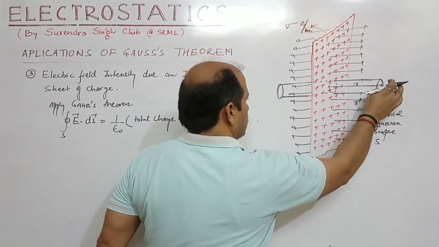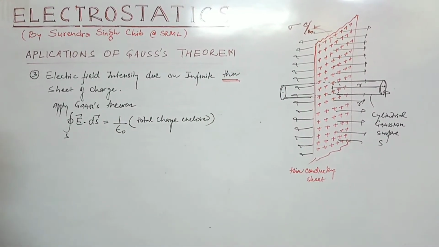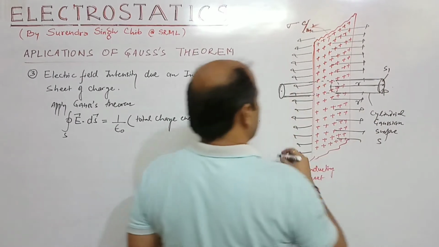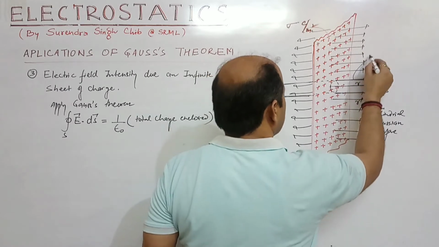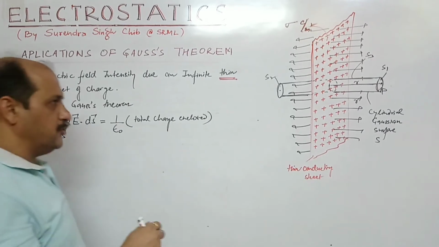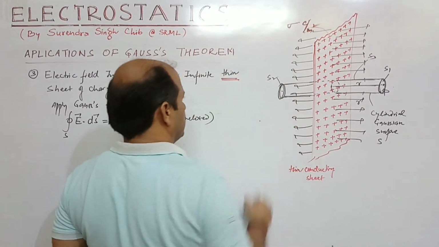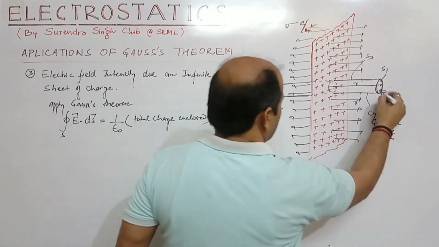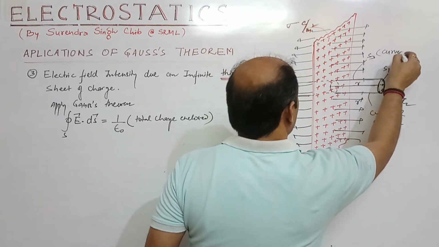The curved surface, this cap and this cap. This point P can be here, or this cap can be here also. Again we have three surfaces. Let's take the first surface like this, S1. Let's take this as S2, and the curved surface as, say, S3. So we are dividing the surface into three. S1 is circular, S2 is also circular, and this is the curved surface.